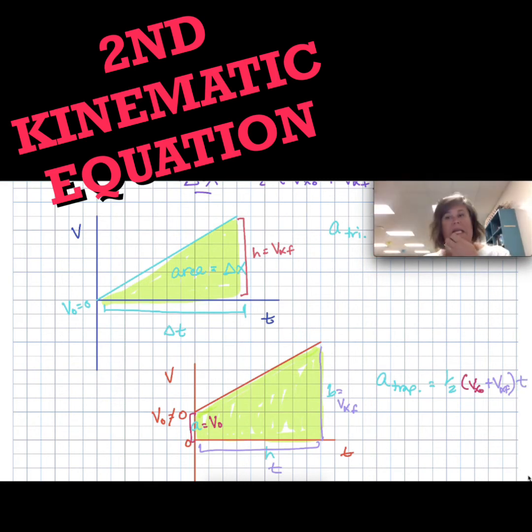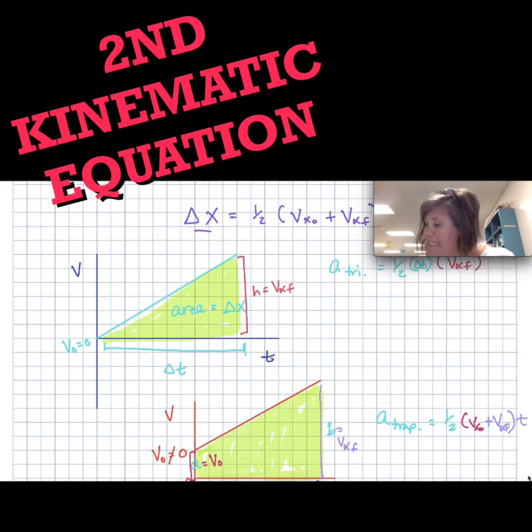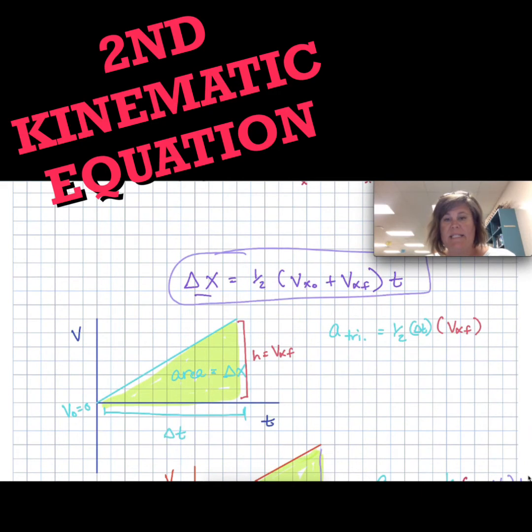So you can see where that equation comes from, how it's derived, okay? And so again, this is our second kinematic equation. And notice that in that equation, acceleration is not expressed. So we're using this equation when we know we have uniform acceleration, but we don't know the value for that acceleration.